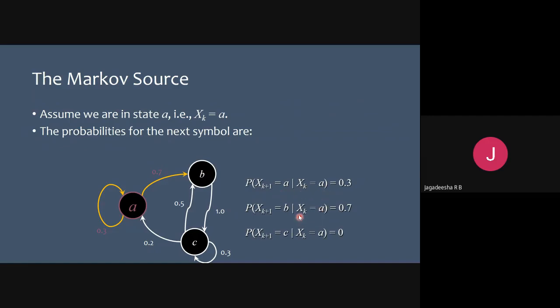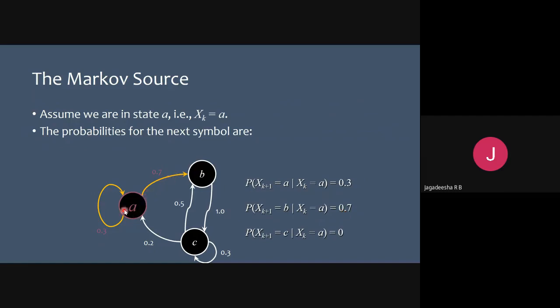And if the current state x of k is equal to A, and the next state x of k plus 1 is equal to B, where is that here? So current state is A. From A, it can transit to the next state, k plus 1, that is state B. Then what's the probability of such a transition? Probability of transiting to x of k plus 1 equal to B, provided the current state is A, is equal to 0.7 as shown here.